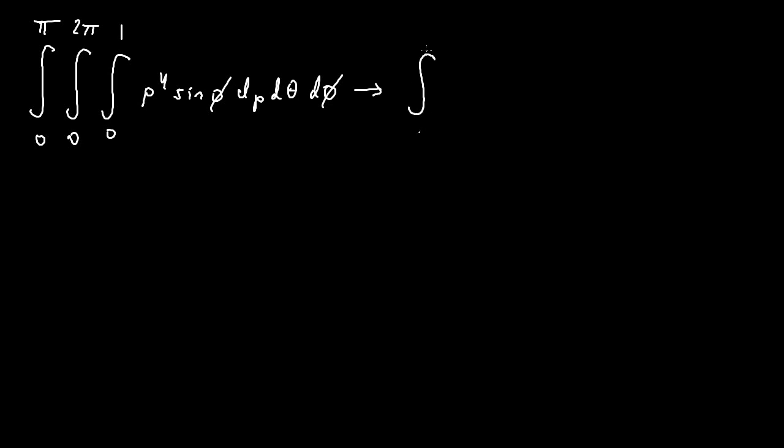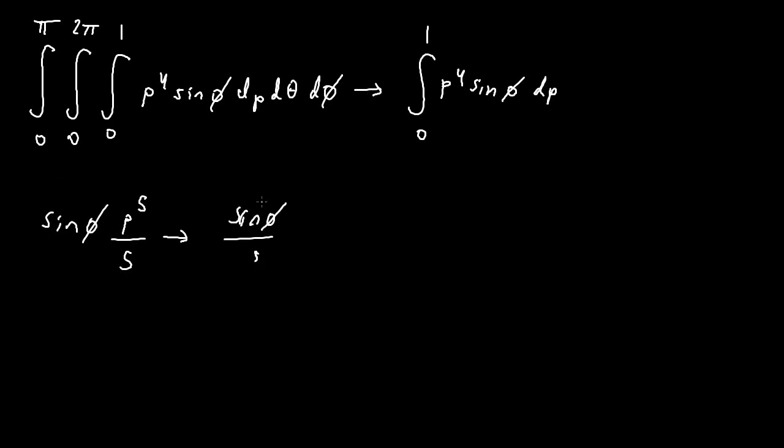So we have the inside integral from 0 to 1 of rho to the 4th sine of phi d rho. Now if you integrate rho to the fourth sine of phi with respect to rho, sine of phi is just a constant, and the integral of rho to the fourth is rho to the fifth over 5. I'm going to bring the 1/5 and attach it with the sine of phi, so we get sine of phi over 5 as a constant times rho to the fifth.